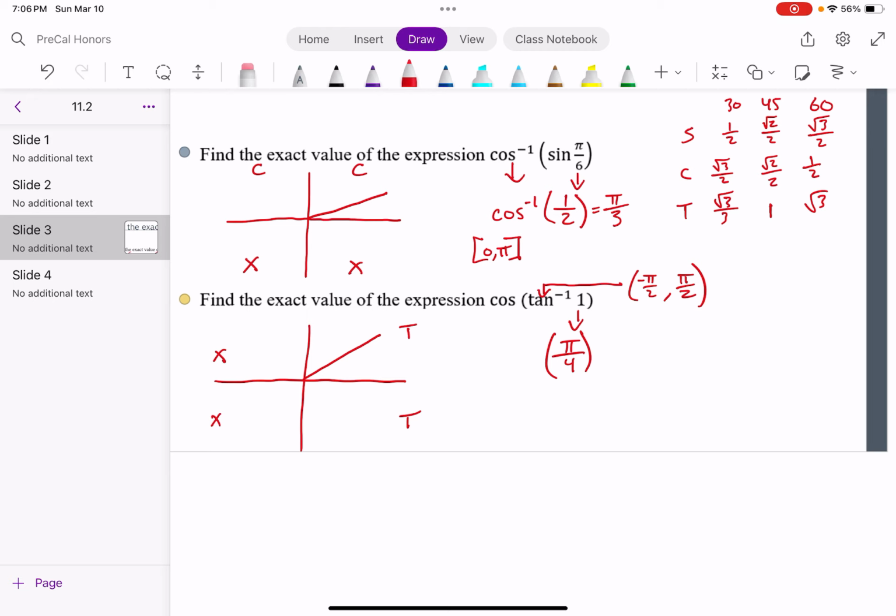Let's take a look at our next position. Our next position would be the cosine of pi over 4. So let's take a look at what pi over 4 would be. And in this case, this would be the square root of 2 over 2, comma, square root of 2 over 2. Our final answer for this problem would be the x value, which would be square root of 2 over 2.